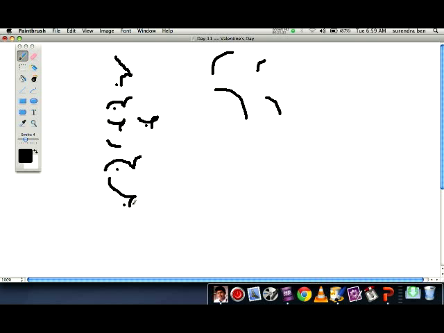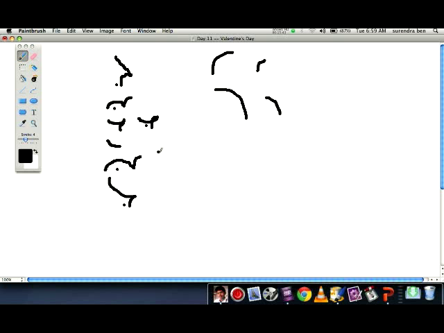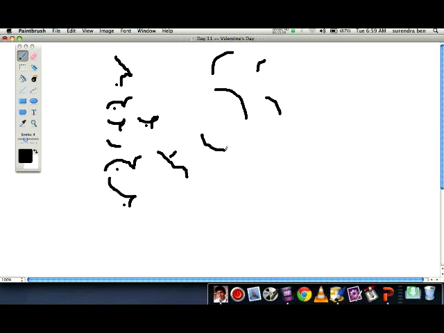Field. Next, yield. Same. Board. R. B. Art. Board. Okay. Afford. Yeah. I will write again. And RD. Afford. Okay. You will write a fair like this. We will write afford. In that we will write half of the length. We will write up to here. Okay.